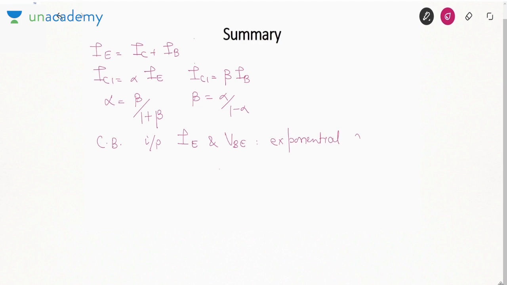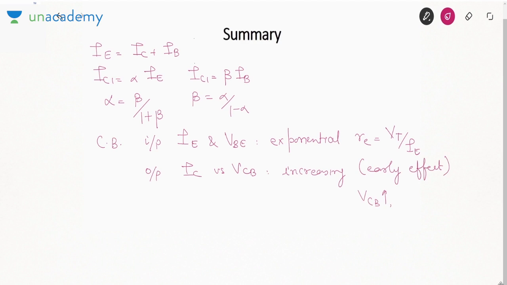From here we derived the input resistance, which is VT over IE. Then we talked about output relationship, IC versus VCB. This was an increasing curve. Why increasing? Due to early effect. In early effect, what I told you, as VCB increases, base width reduces, concentration gradient increases, so IE and IC increase.